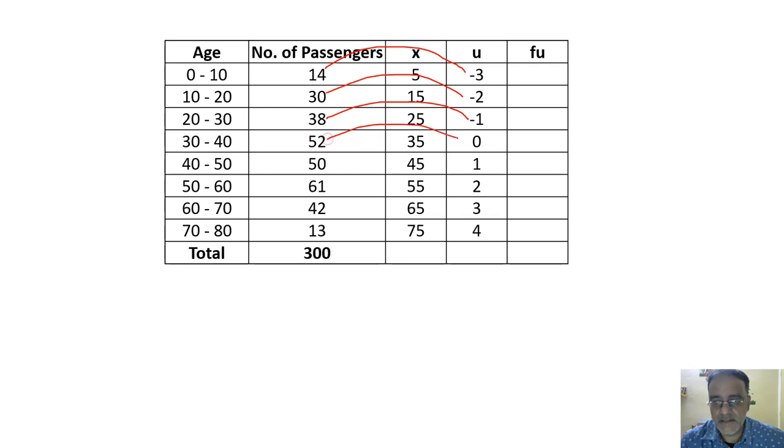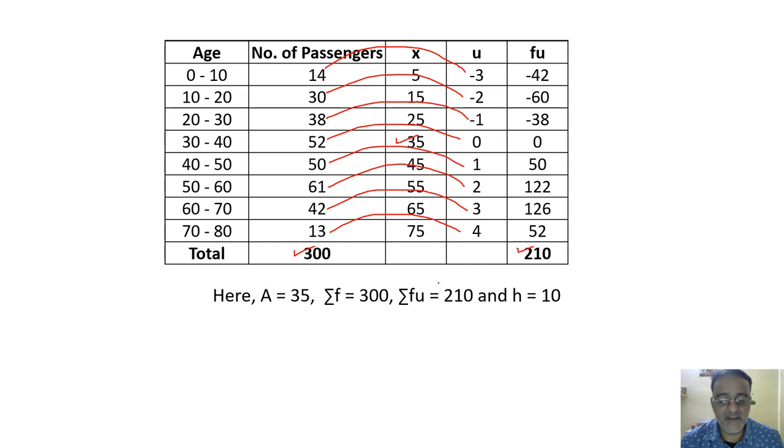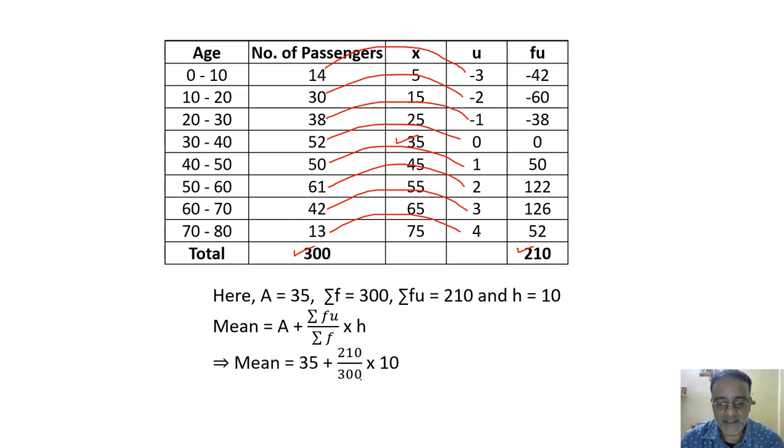नाउ एफ इन टू यू, फर्स्ट वन -42, -60, -38, 0, 0, 50, 50, 122, 126 and the last one 52. ठीक है, तो इफ यू एड ऑल यू विल गेट 210। सो ए वी हैव टेकन 35, समेशन एफ ऑलरेडी गिवन इन द क्वेश्चन दैट इज 300 एंड समेशन एफ यू इज 210 एंड एच इज 10 एंड विल राइट द फॉर्मूला then we will substitute all the values. चलो substitute करते हैं, 35 plus 210 upon 300, तो यहाँ पे 2 0 हम लोग cancel कर सकते हैं, उसके बाद 21 3 से cancel होगा, so 35 plus 7 42, so 42 is the required mean.